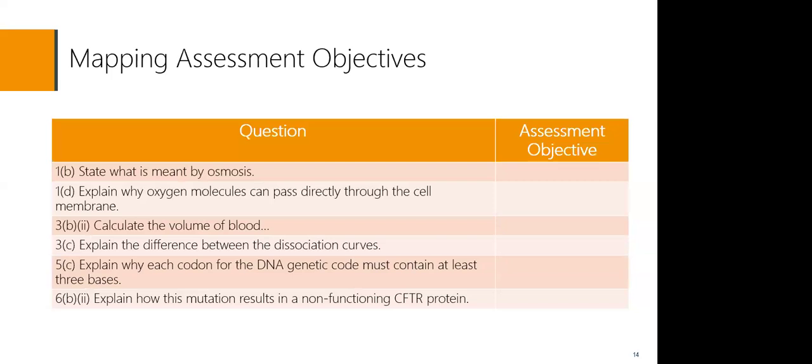So if we have a look at these questions: state what is meant by osmosis, explain why oxygen molecules can pass directly through the cell membrane, calculate the volume of blood, explain the difference between the dissociation curves, explain why the codon for the DNA genetic code must contain at least 3 bases, explain how a particular mutation, which is given on the paper, results in a non-functioning CFTR protein.